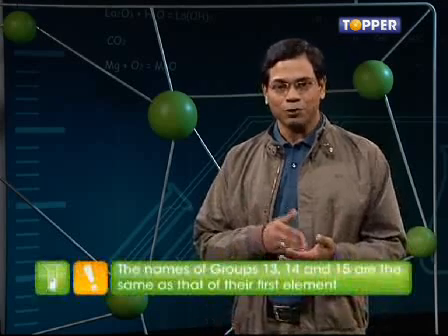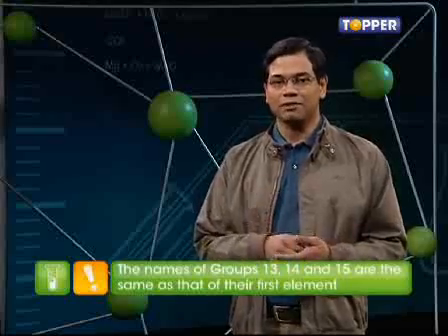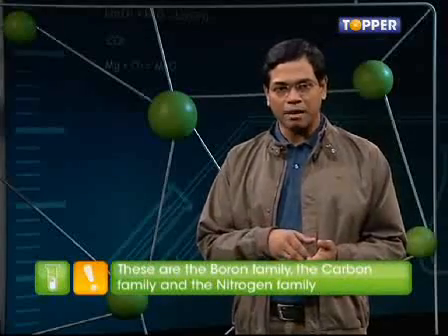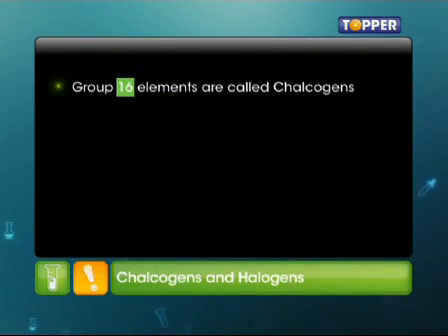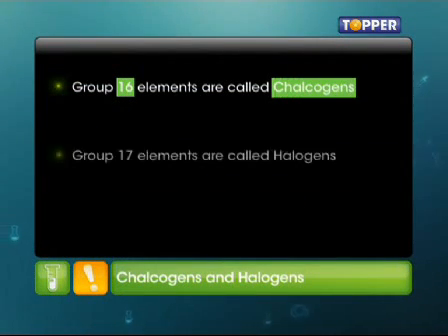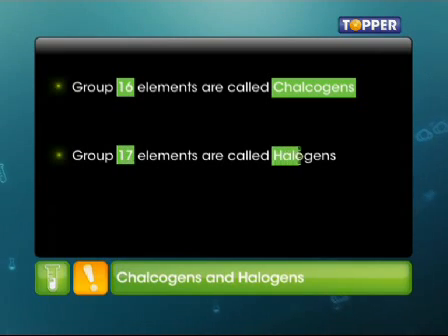The groups 13, 14 and 15 are named after the first element. Can you guess the names for them? That's right. You have the boron family, the carbon family and the nitrogen family. Group 16 elements are called chalcogens and group 17 is known as halogens.